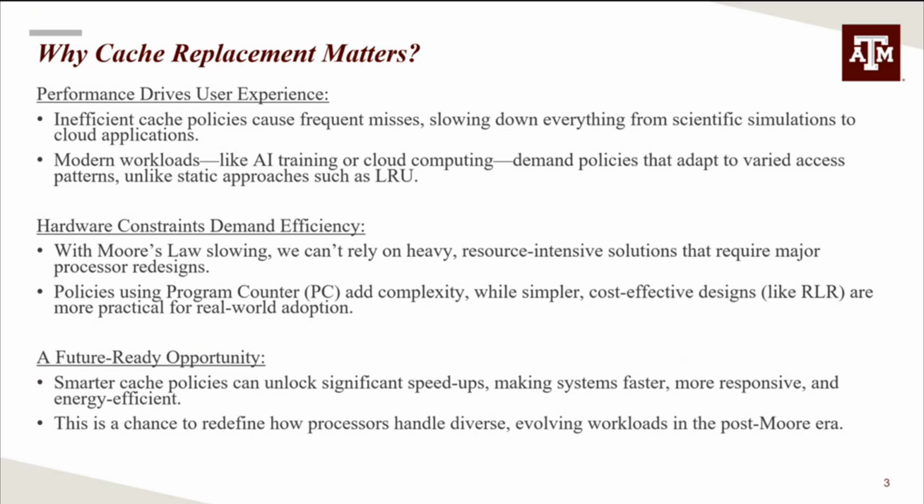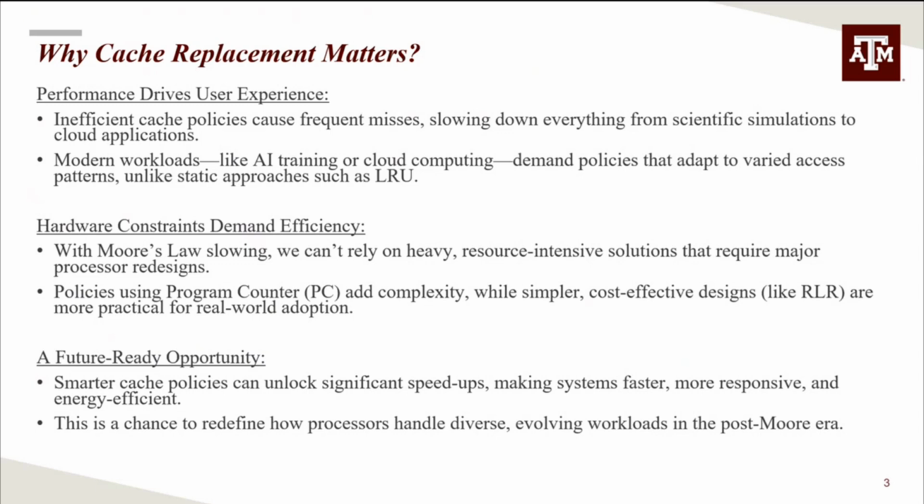So think about applications like AI model training, scientific simulations, or even cloud web services. These workloads often have irregular and dynamic access patterns, which means static replacement policies like LRU just can't keep up. They make poor predictions and cause cache thrashing, so evicting useful data too early and bringing in data that does not get reused.